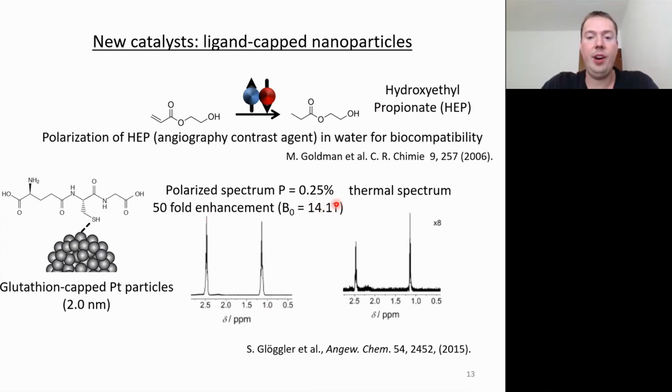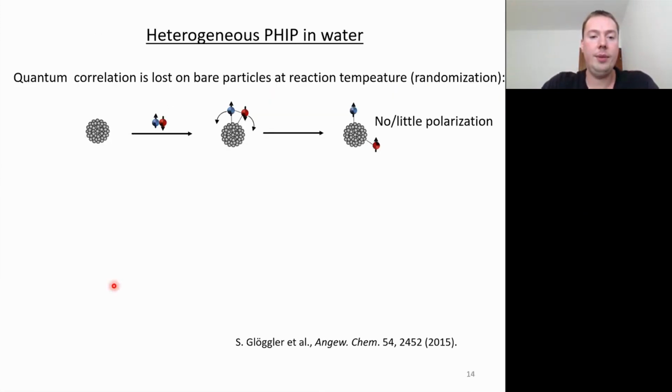We had something like 0.25% polarization on these platinum particles. And the idea why this works is that we really require these ligands to maintain the parahydrogen spin order. So let's say you have a bare particle which is several nanometers in size or even bigger, then parahydrogen can adsorb to the surface, diffuse around, and we're losing the spin correlation. That means we're usually running reactions at somewhat higher temperatures than 25 Kelvin. So the favored state is actually the orthohydrogen state, which is then quickly created. And we're not observing very much polarization if we use these kinds of catalysts.